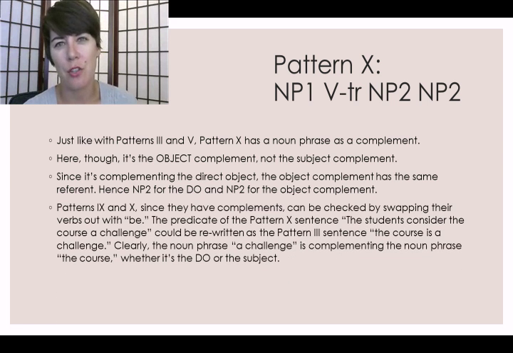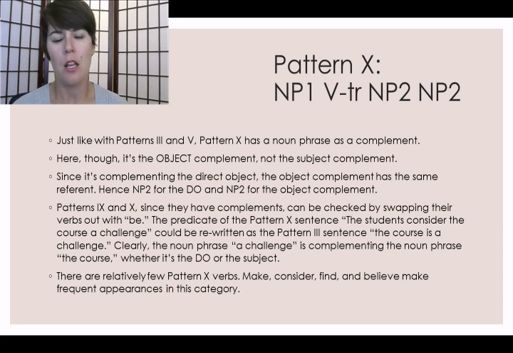One cool way to check if you're dealing with patterns 9 and 10, because they have object complements, is to swap out their verbs with be also. So the predicate of the pattern 10 sentence, here's the sentence, the students consider the course a challenge, could be written, just the predicate, as a pattern 3 sentence with a be verb, the course is a challenge. So clearly the noun phrase a challenge is complementing the noun phrase the course, whether it's the direct object as it is in the pattern 10 sentence or the subject as it is in the pattern 3 sentence. There really aren't that many verbs that work for pattern 10. Make, consider, find, believe, these are going to be our heavy hitters.